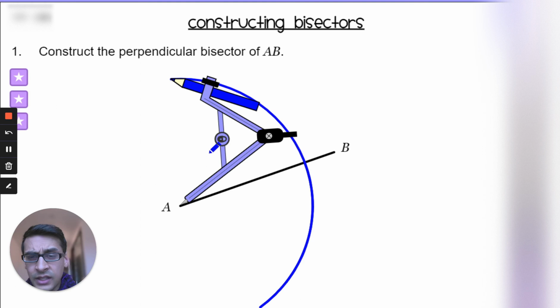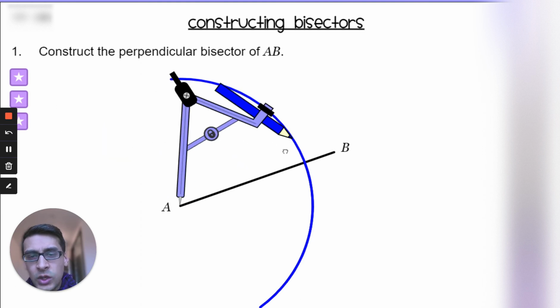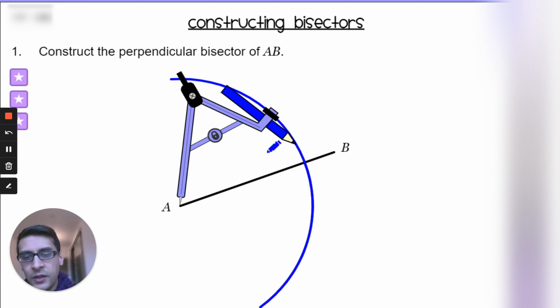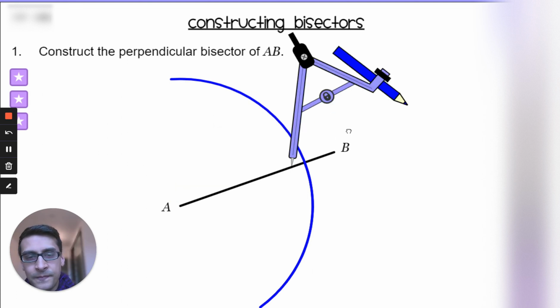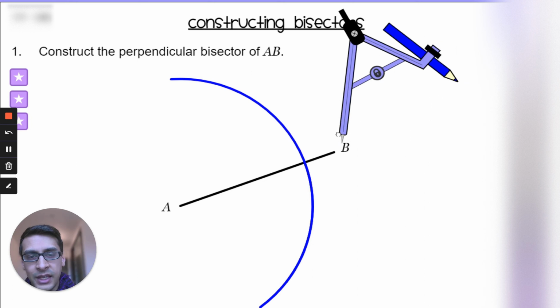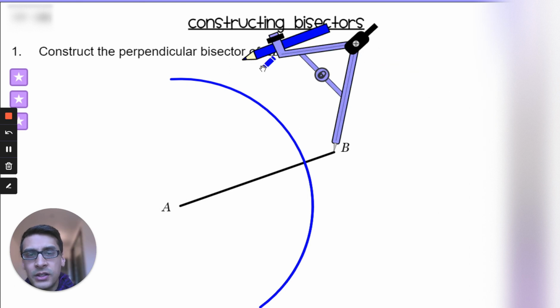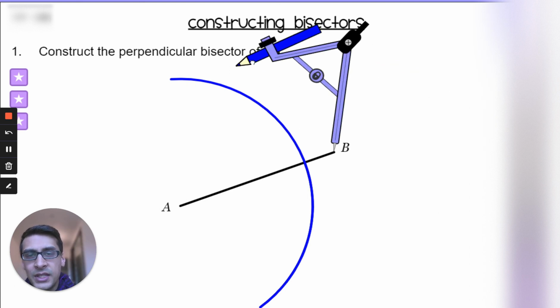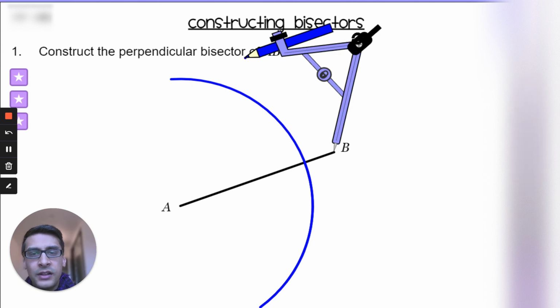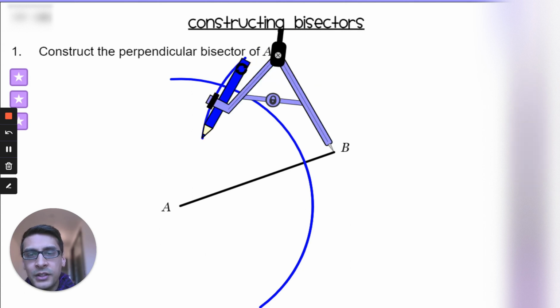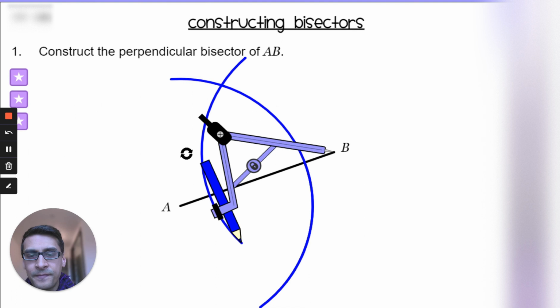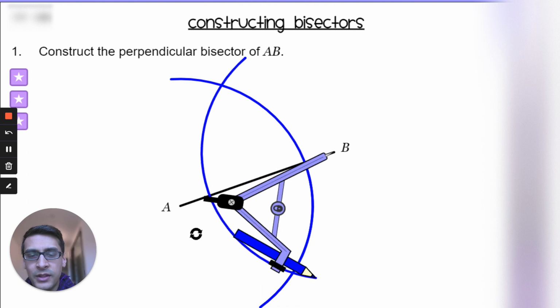Now, it's really important that you leave your compass at the same length that you've opened it to and gently move the point to point B. Then, with your compass, draw another arc. Remember, this is the same distance that we've drawn our first arc with, and you're going to draw your second arc. And this is what you end up with.